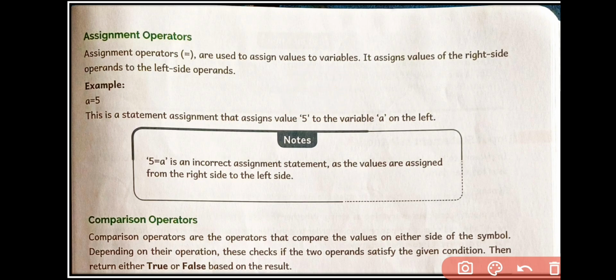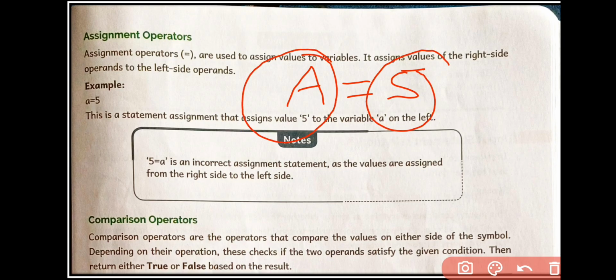Okay, the variable is a, assign value 5. I hope you have learned the assignment operator. Assignment operators are used to assign a value to a variable. Do you know the variable is the location of computer memory that holds the data or value? Execute our program, run our program. It assigns the value of the right side operand to the left side operand. That means here the variable a is assigned the value 5.